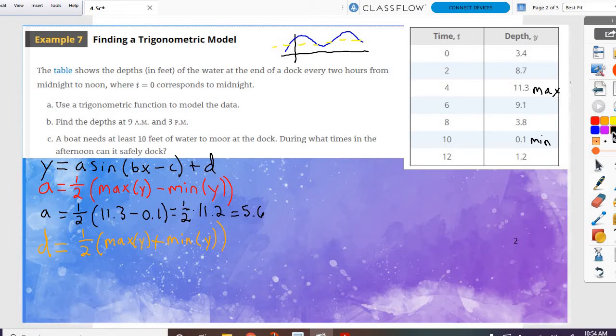So for us, still using those same two numbers that we used above, we have 1/2 times 11.3 plus 0.1, which gives us 1/2 times 11.4. So we get 5.7. All right, we are halfway there. We have 2 of our variables. So now we need to find our next 2 variables.